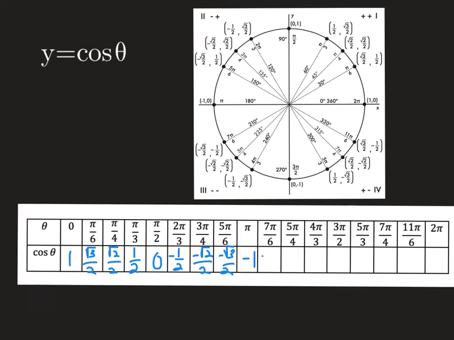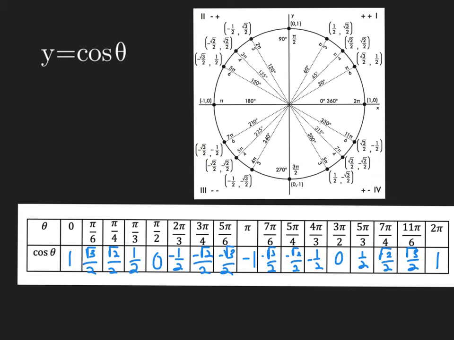Okay, so 7 pi over 6, we've got negative root 3 over 2. Negative root 2 over 2 for 5 pi over 4. Negative 1/2. 0. 1/2. Root 2 over 2. Root 3 over 2. And then back to 2 pi is 1. And if we were to go on any further, we would continue the pattern that we already started.